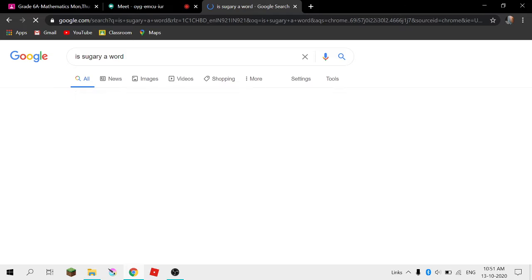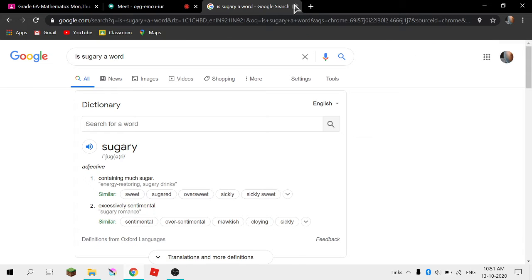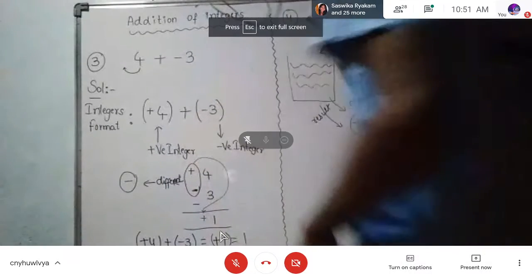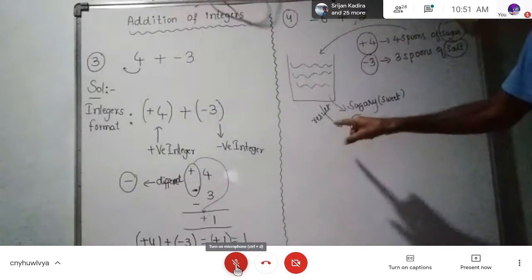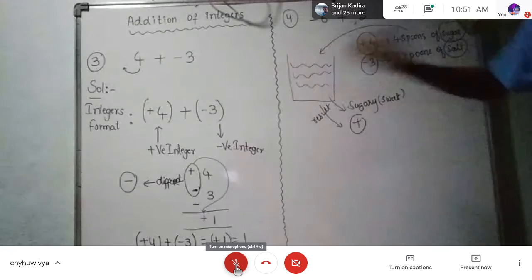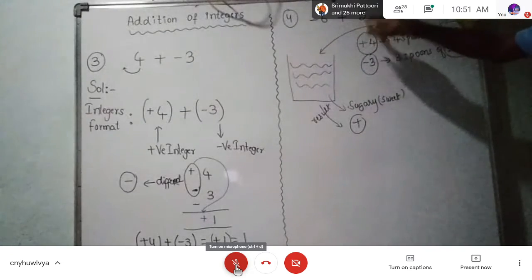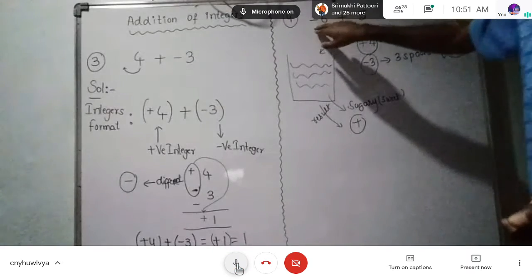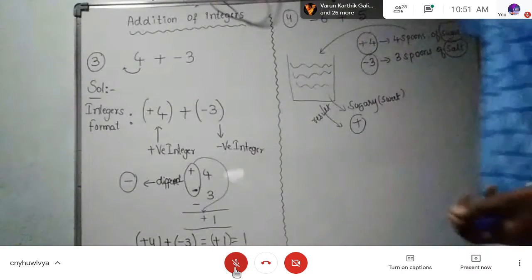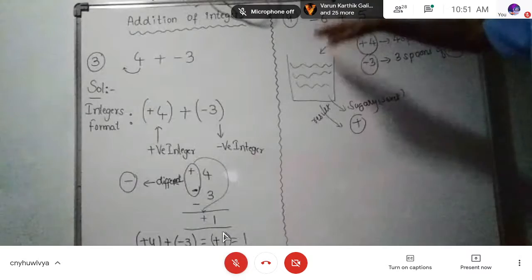For example, let us see the second type. Minus 6 means what? 6 spoons of salt, and 5 spoons of sugar. 5 means plus 5. So now the solution will become what? See, more minuses are there. That means more salt is there. So it will become salty.